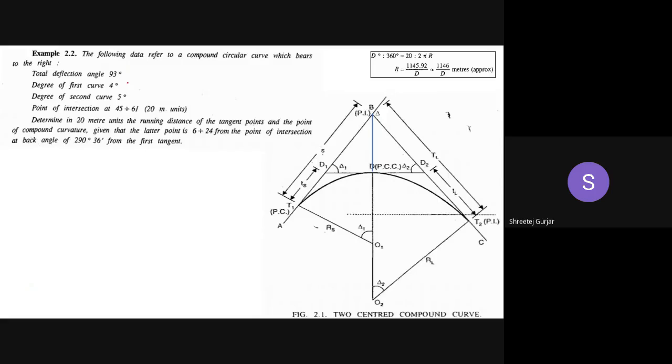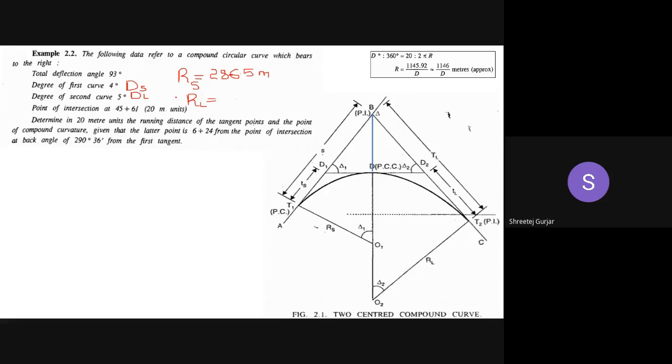The radius of the shorter curve, this is DS, this is DL. So I've told you radius is calculated how? Radius is calculated by 1146 divided by DS. RS is 1146 divided by this 4 degrees, divided by 4, and tell me the answer. What is the answer? 1146 by 4. 286.5. Correct. 286.5 is RS. Similarly, you can calculate RL and tell me the answer.